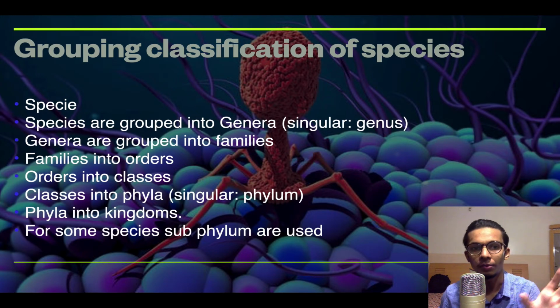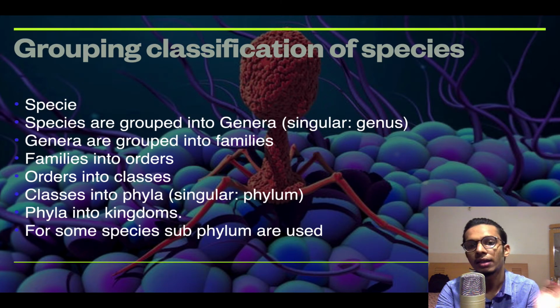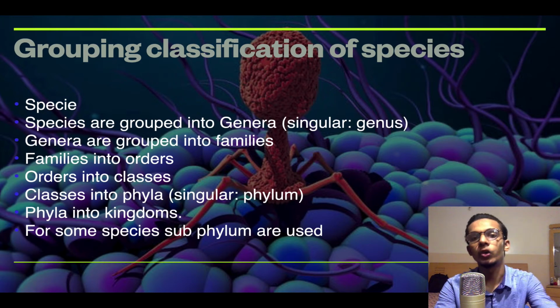We have one species. Some species surround and make a group, and that group is known as genus. If we have three or four similar genera, then we put them into a family, and a number of families make one order, and a number of orders make a class, and a number of classes make one phylum, and if we have two, three, or four phyla, they make one kingdom. For some species, a subphylum is also used in order to classify them according to their characteristics, because some species are similar to the phylum, as well as having some dissimilarities from that phylum, so they form a subphylum.